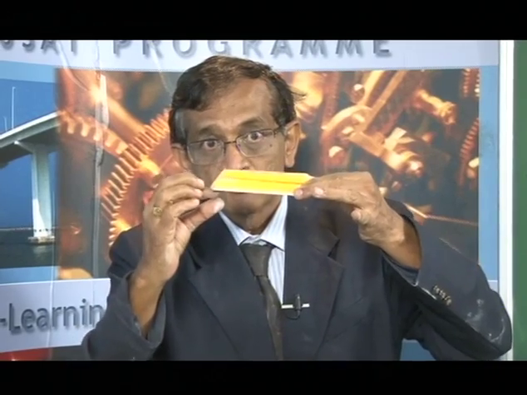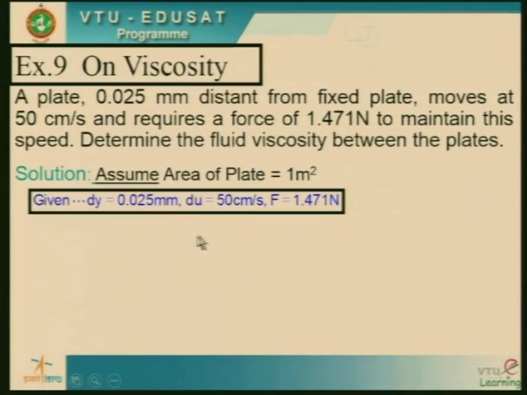This gap is 0.025 mm. Can you imagine? Even this itself is 25 mm. We assume the area of the plate is 1 meter square. He is asking what is the viscosity between the plates, what is the resistance offered by the fluid. Let us go back to the question. Assuming the area as 1, given dy as 0.025 mm, change in velocity from the top to the bottom 50 centimeters per second, force given as 1.471.